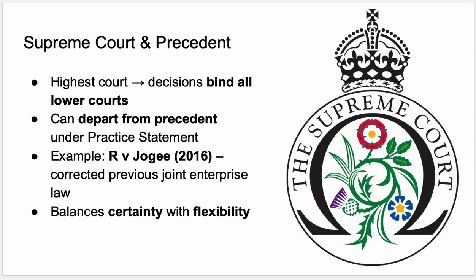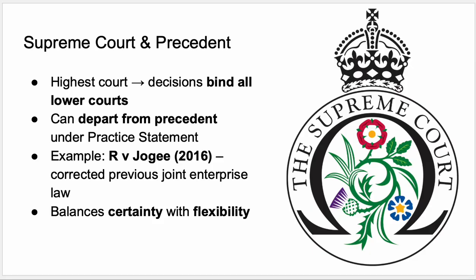Now, one of the key powers the Supreme Court inherited was the ability to depart from its own past decisions when justice requires it, as we've already talked about. We've already seen how this works with cases like Jogi. So the key point is this: the Supreme Court is the only court with this level of flexibility. All other courts must stay within the boundaries of precedent unless a higher court gives them a new direction.